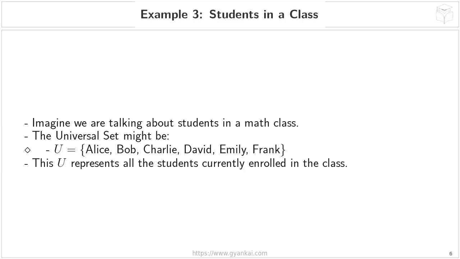Just like with the fruits and the numbers, this universal set is specific to this problem about the math class. If we started talking about students in the English class, our universal set would change. It would include those students instead. We'll be looking at how to choose the right universal set in the next slide, and why getting it right is so important for solving problems accurately. Remember, it's all about defining the scope of our discussion.